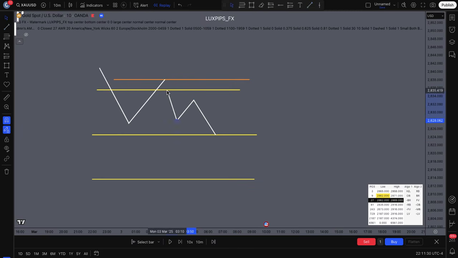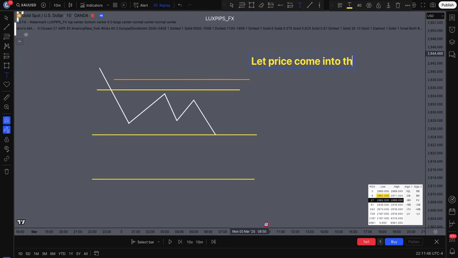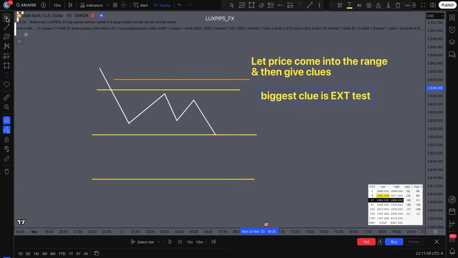The price can also come to the high, and it might even come down to the rejection block for Algo 2. So let price come into the range first, okay? Let price come into the range, and then give clues. Biggest clue is extension test. This is your best clue right here.